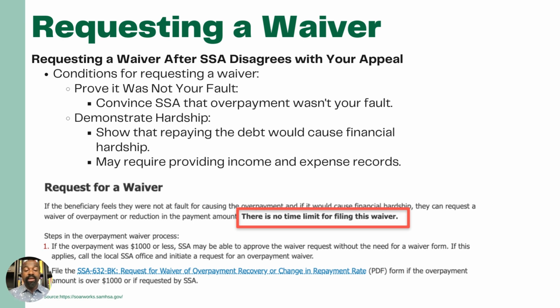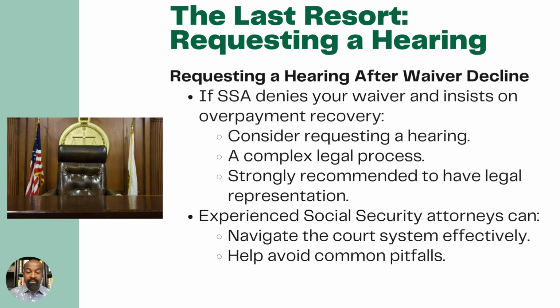So this is something that you have to do. Take your time and explain, because you are requesting them to forfeit, pretty much forgive, the debt. There's no time limit on filing a waiver. It's always available for you. And so make sure that you take advantage of that. And there are specific ways to go about it if your overpayment is $1,000 or less, or if it's more than $1,000. So make sure that you're filling out the right form and using the right process.